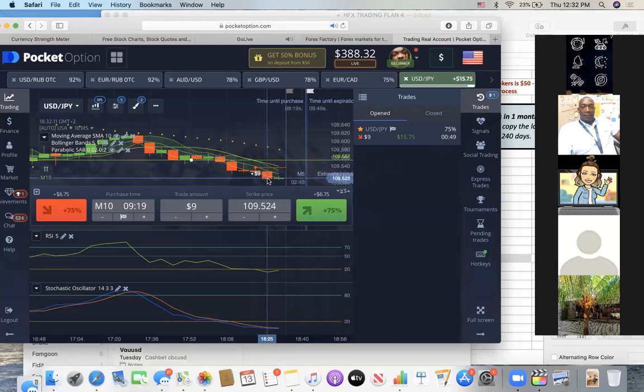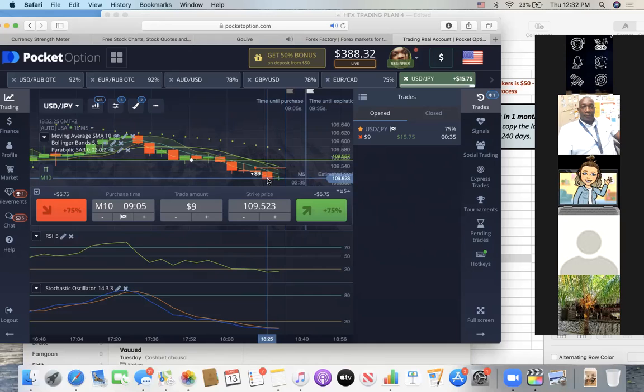Show me some love. 30 minutes is actually giving us a small little drop. All right, let's look at the strength. All right, JPY. JPY is stronger. So we might be looking for what? For sell positions. All right. Now I will wait.